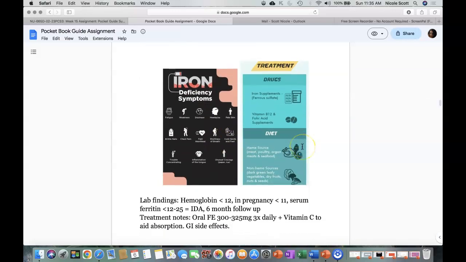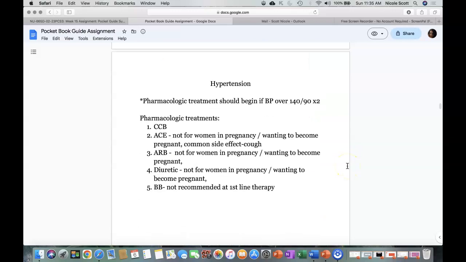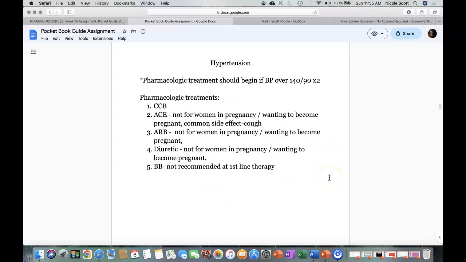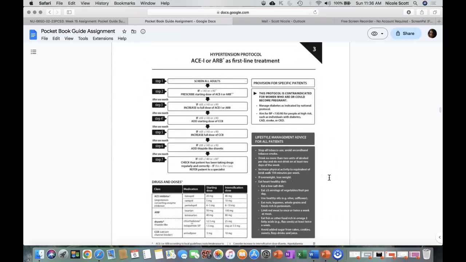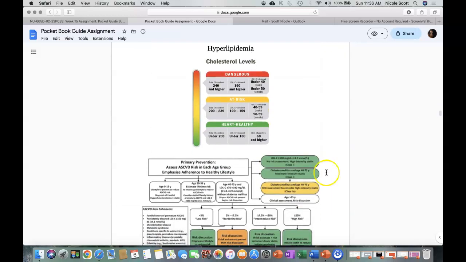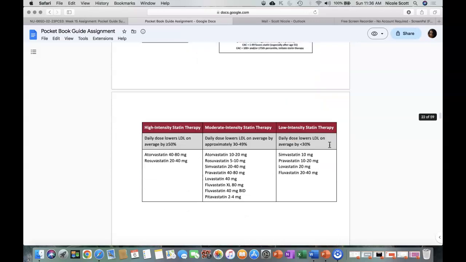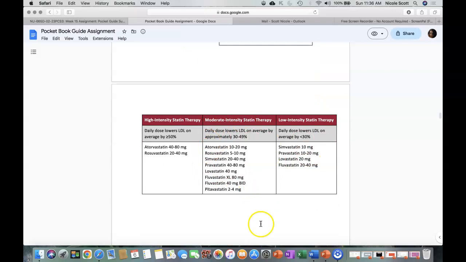Iron deficiency anemia, lab findings, treatment, things like that. Diet, I always like that. Hypertension, pharmacologic treatments, some indications, who to give it to, who to not give it to for medications. ACEs and ARBs for first-line treatments, along with dosing protocols, lifestyle management, again, some diet stuff in here. Hyperlipidemia, lab values, prevention methods, the doses of high intensity, moderate, and then low intensity statin therapies.